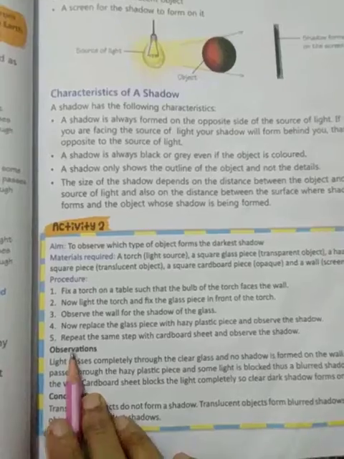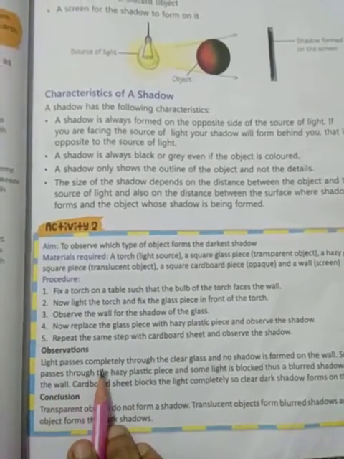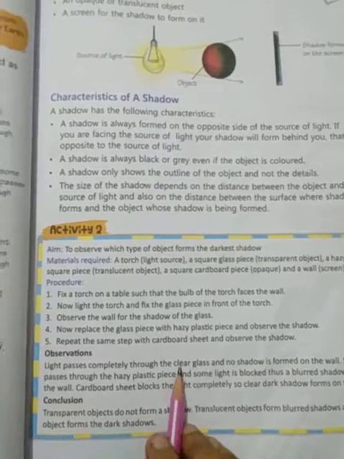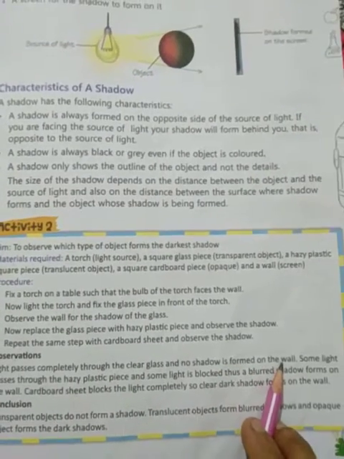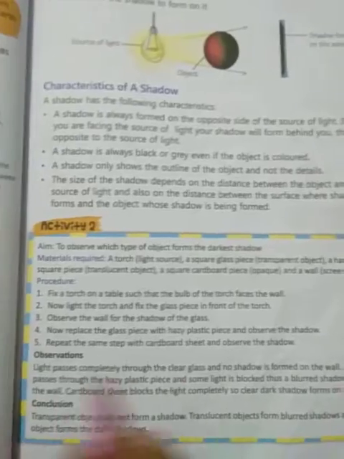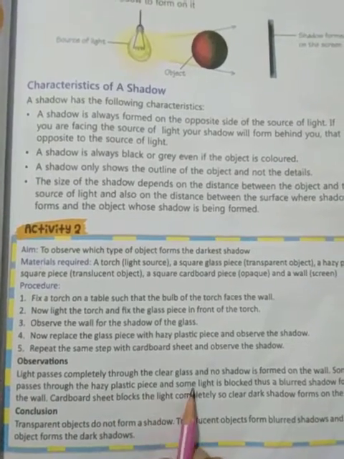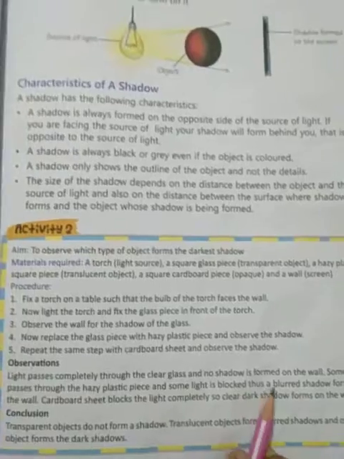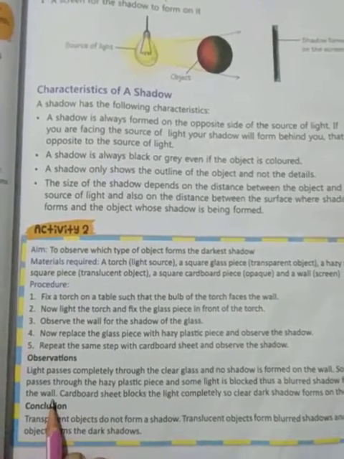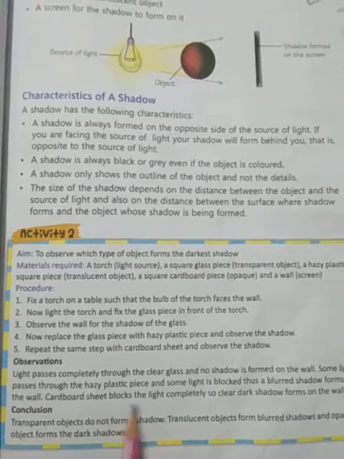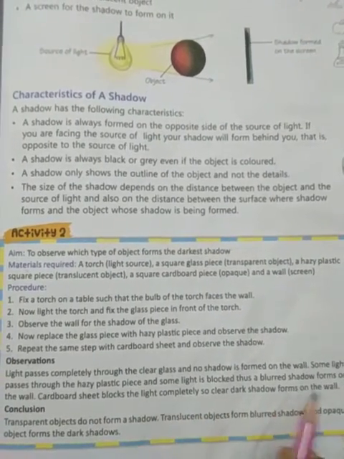Observation. In this procedure, we observe that light passes completely through the clear glass and no shadow is formed on the wall. Some light passes through the hazy plastic piece and some light is blocked, thus a blurred shadow forms on the wall. The cardboard sheet blocks the light completely, so a clear dark shadow forms on the wall.